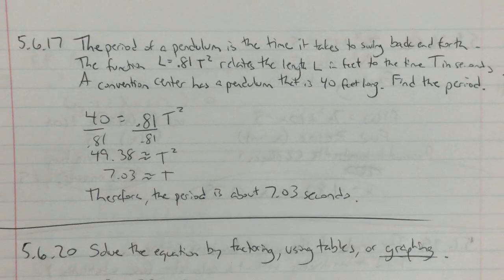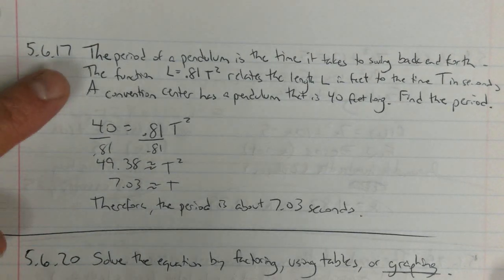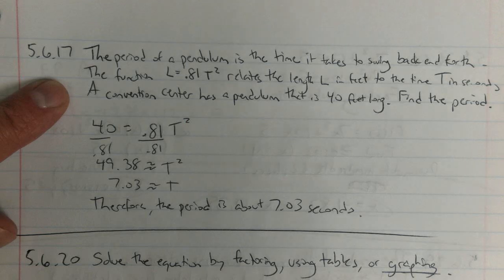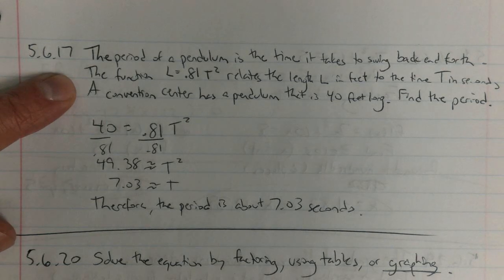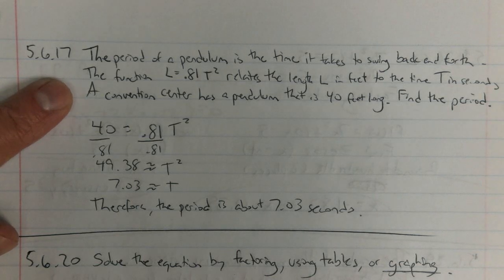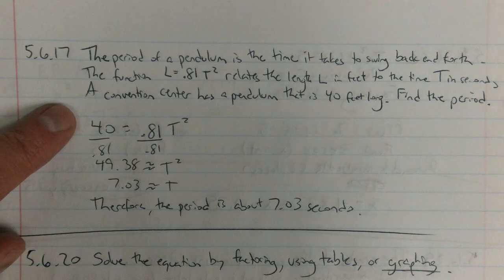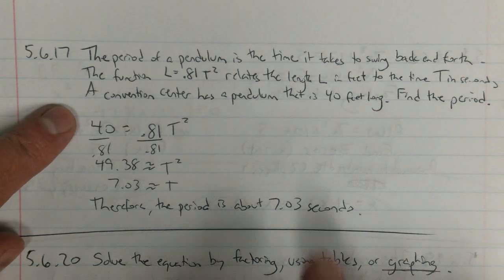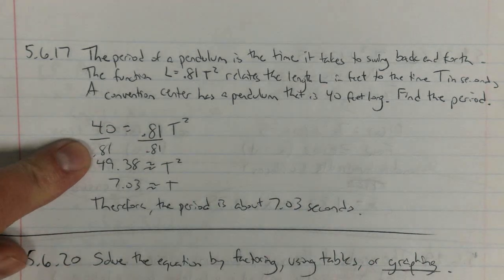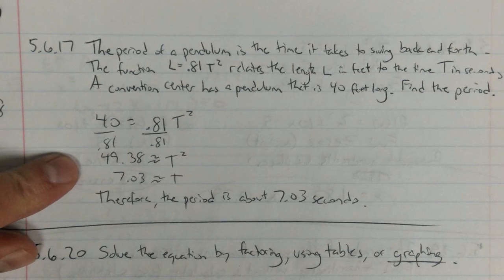There's another word problem that says the period of a pendulum is the time it takes to swing back and forth, like on a grandfather clock, for example. The function L equal 0.81 t squared relates the length L in feet to the time in seconds. A convention center has a pendulum that's 40 feet long. Find the period. So basically you just substitute L to be 40 and set it equal to 0.81 t squared.